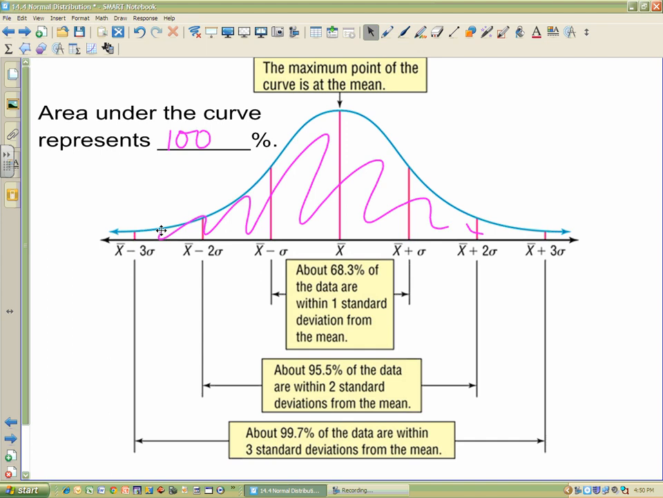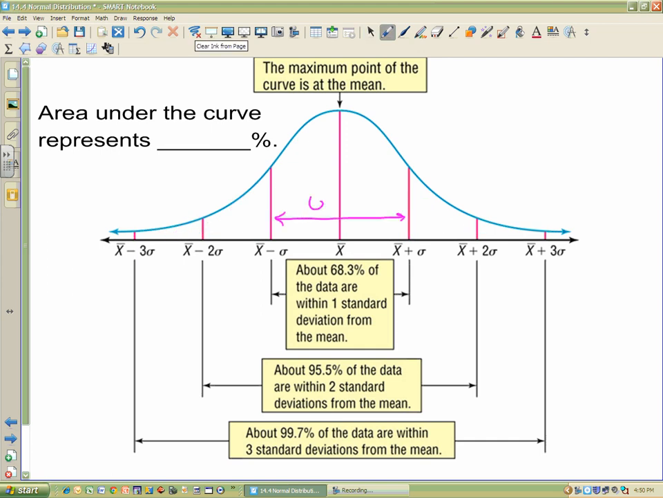The few things that I really want to point out before we head into the next section is that this is 68.3% of the data that lies 1 standard deviation above the mean and 1 standard deviation below the mean. So you'll see us going down by 1 standard deviation, the width, and then above by 1 standard deviation, whatever that standard deviation happens to be.